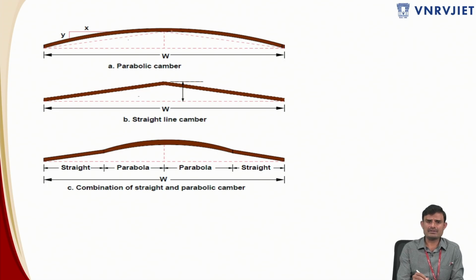One option is that you can introduce a parabolic camber over here, or a straight line camber, or a combination of straight line and parabolic camber. So I'll look into this straight line camber first. The central portion, let it be Y. The rise of the crown portion, the central portion, is the crown, and this is the edge portion. So let me assume 1 in n.